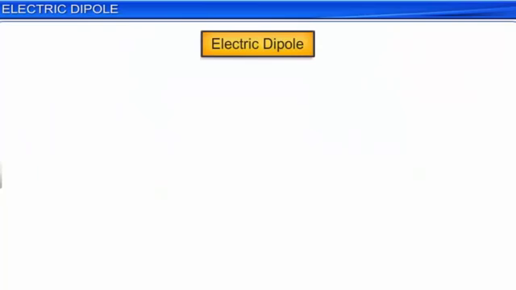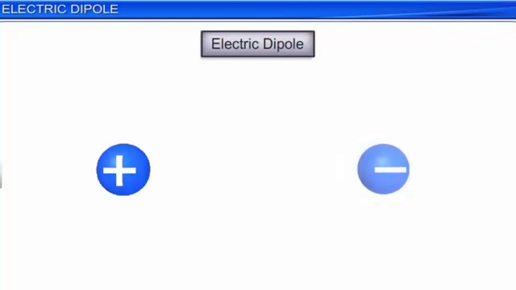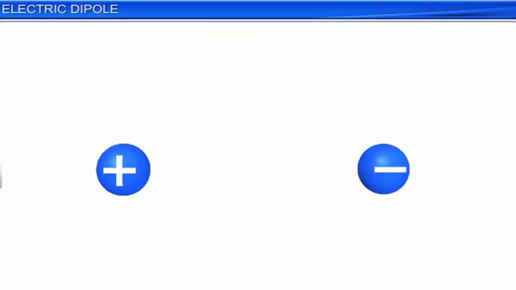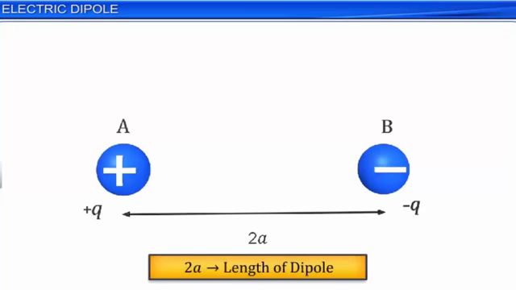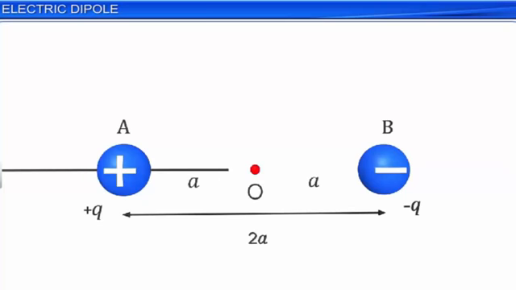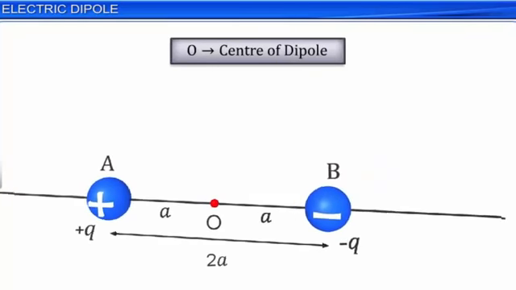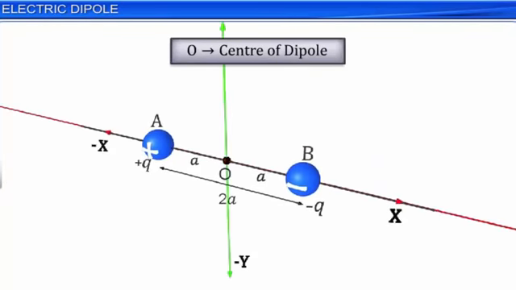An electric dipole comprises a positive charge and a negative charge separated by a finite distance. Consider a dipole with a positive charge plus q placed at A and a negative charge minus q placed at B at a distance of 2a. This distance between the charges is referred to as the length of the dipole. For an electric dipole, the midpoint O of the line joining the charges is called the center of the dipole.